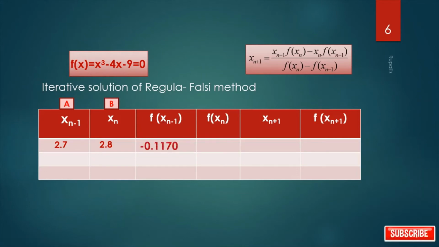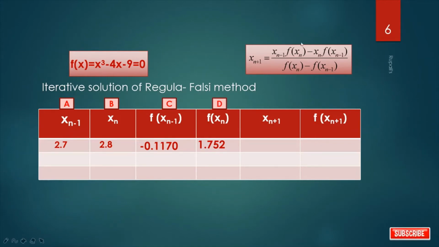I store this value in the variable of calculator. It is c. And what is f(xn)? What is xn? It is 2.8. So f(2.8). The value is this. I store this value in the variable of calculator. It is d. So what is xn plus 1?